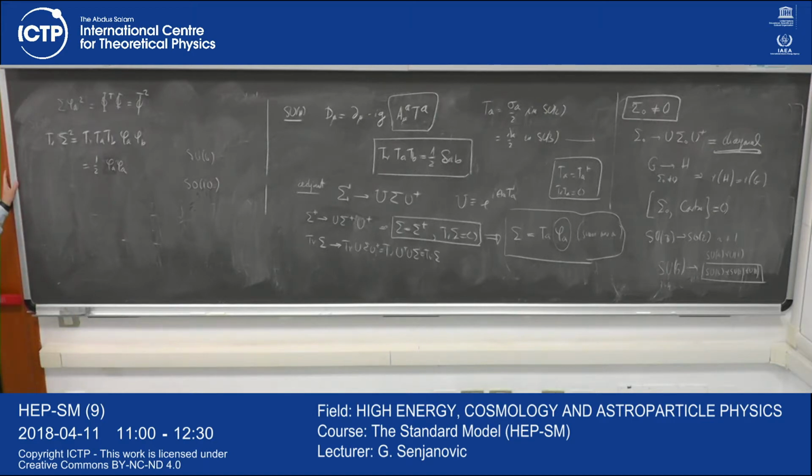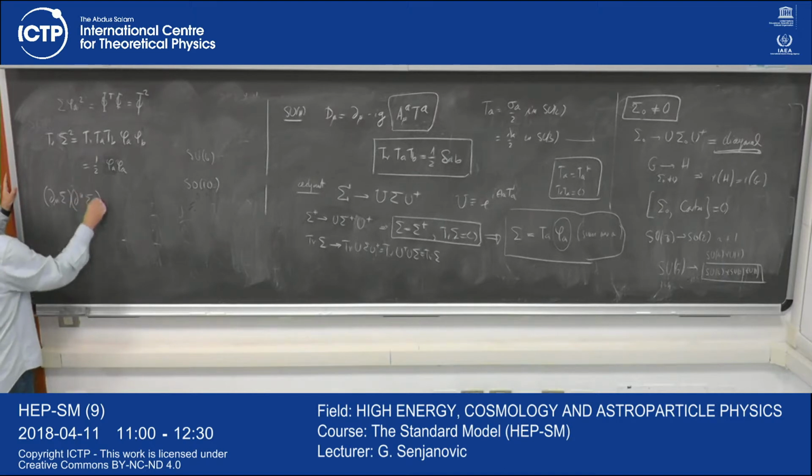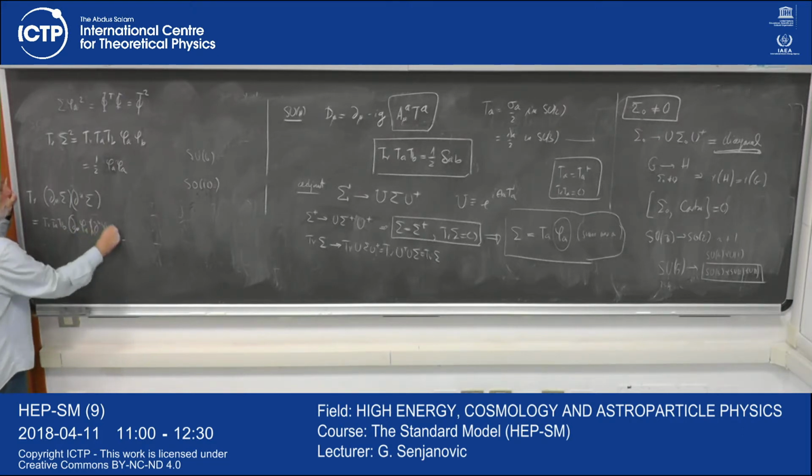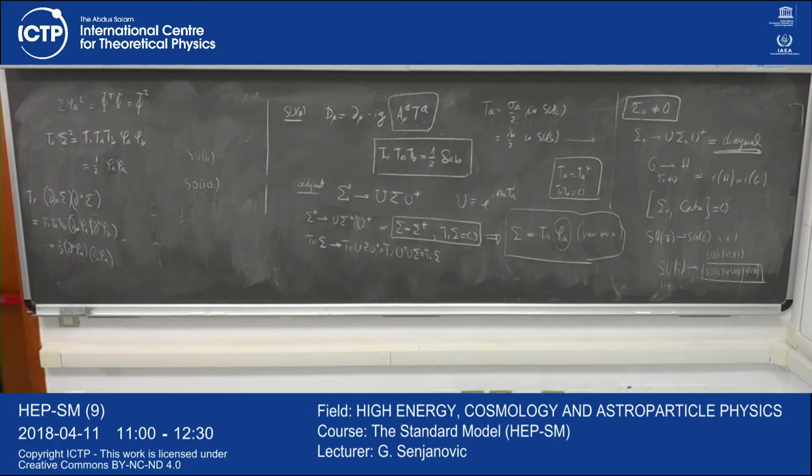Similarly, if I ask you how would you write the kinetic energy? Well, d_mu sigma, d_mu sigma. I'll take the trace, obviously. And that will give me again trace T^A T^B, d_mu phi_A, d_mu phi_B. And so that's 1/2. For example, now it's normalized immediately, and so on and so forth.